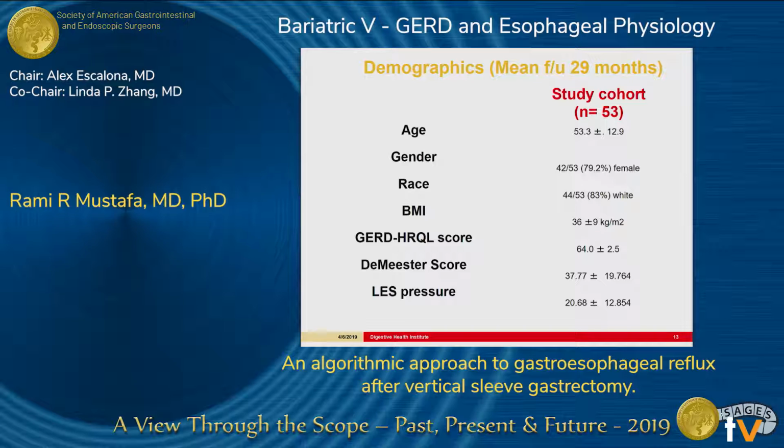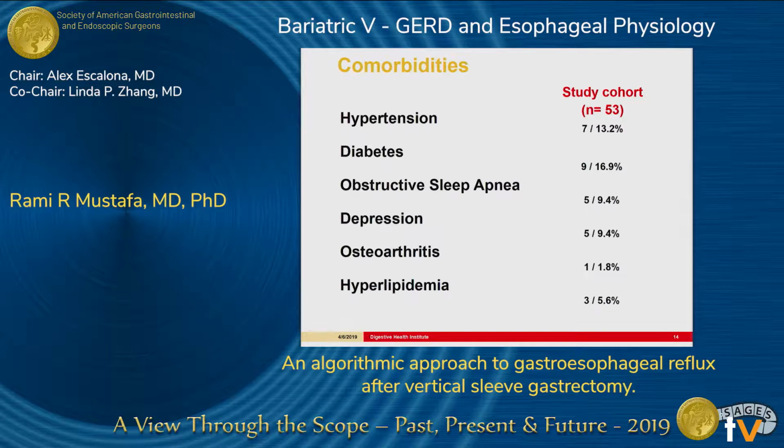And these are their demographics. In general, our patients were middle-aged, primarily female and primarily white. Their mean BMI was 36. All of these patients were post-sleeve, and many patients were no longer obese at the time of presentation. The GERD HRQL scores preoperatively were high. DeMeester scores were also high in our patients. And the mean LES pressure was normal, at 20 millimeters of mercury.